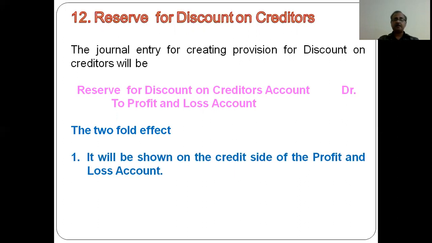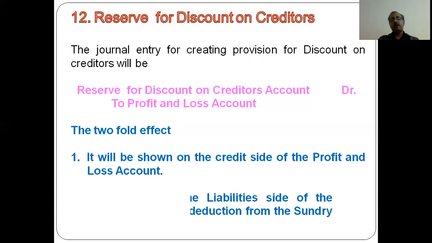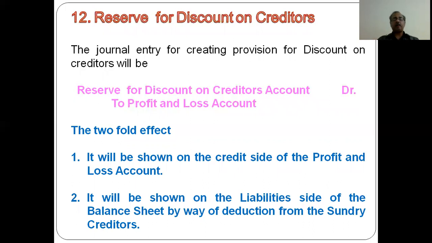The twofold effect is that reserve for discount on creditors will be showing on the credit side of the profit and loss account. And just like the provision for discount on debtors, reserve for discount on creditors will be deducted from creditors. So always remember, creditors are liabilities. That is why we record creditors on the liability side of the balance sheet. We can say reserve for discount on creditors will be showing on the liability side of the balance sheet by way of deduction from sundry creditors. So reserve for discount on creditors will be deducted from creditors on the liability side of the balance sheet, and a net figure will be showing in the outer column as creditors.